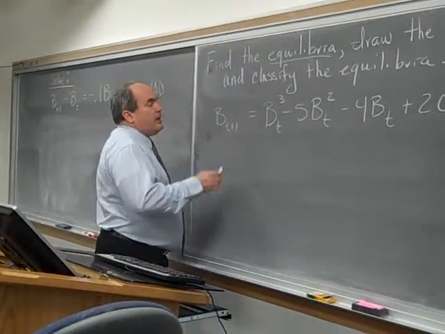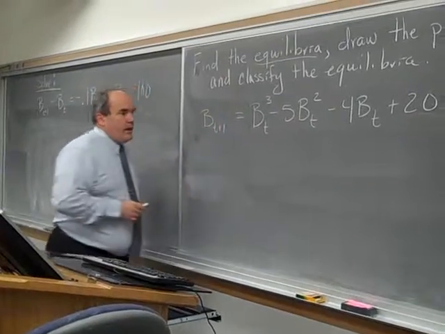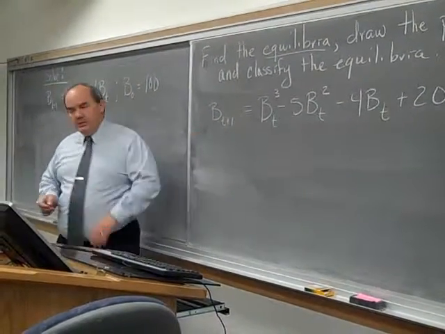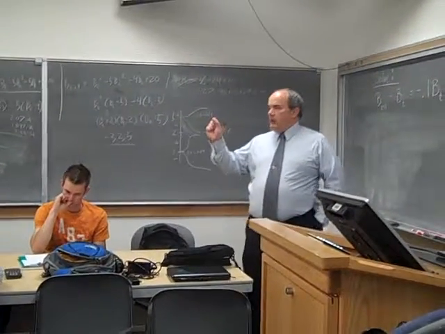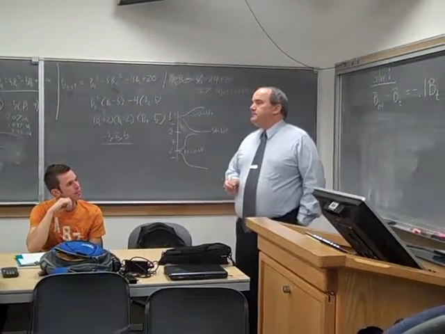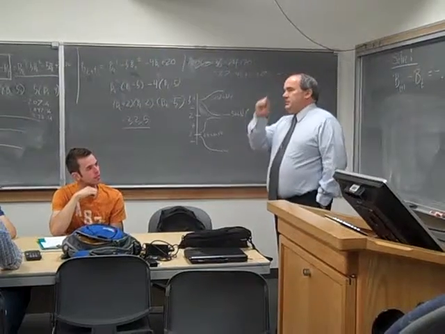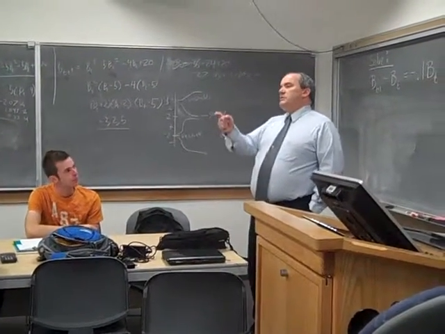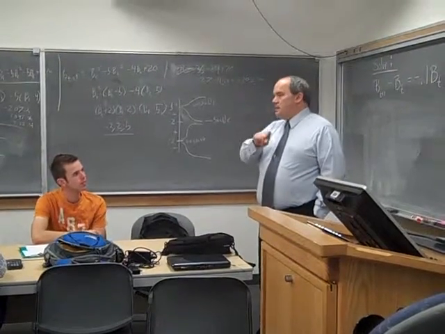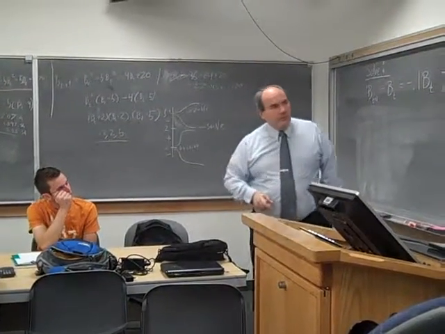So instead, I don't want b sub t plus 1 to be 0. If things are not going to change, what do I want to be 0? The difference between b sub t plus 1 and b sub t. So that when I took that step, that time step, nothing changed.